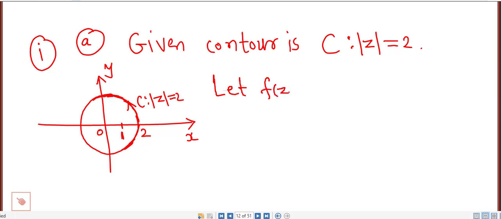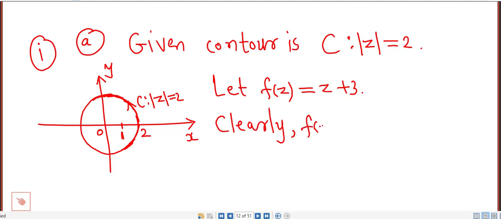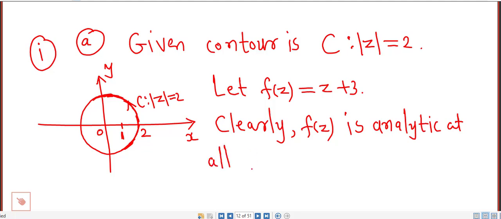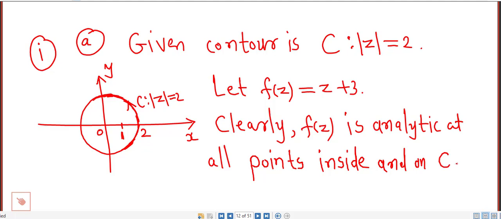So we consider f of z equal to z plus 3. f of z is a polynomial function, so it is analytic everywhere. Therefore it is analytic at all points inside and on this simple closed contour. So clearly f of z is analytic at all points inside and on simple closed contour C.